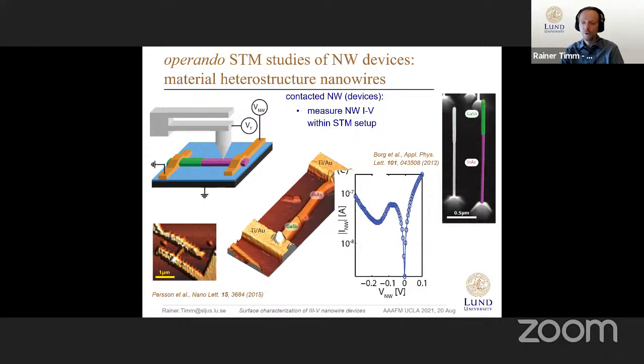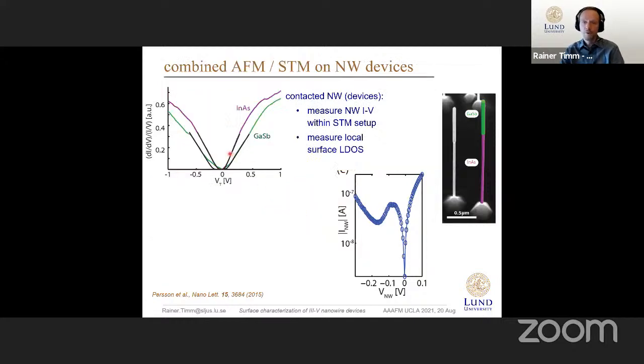And then now that we know where we are, we place our tip on this conductive part of the nanowire and switch to STM mode and take scanning tunneling spectra as before. So we get the local density of states at the indium arsenide part or at the gallium antimonide part at the surface. And we see this does not look like an Esaki diode at all. They are overlapping. It's a type 1 structure. It's not a broken gap.